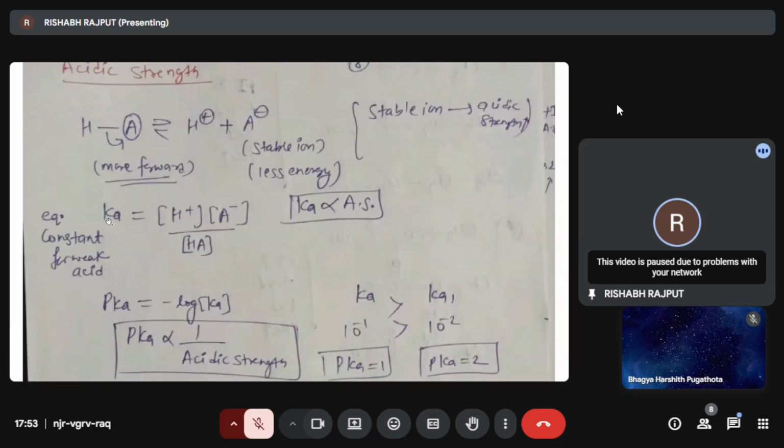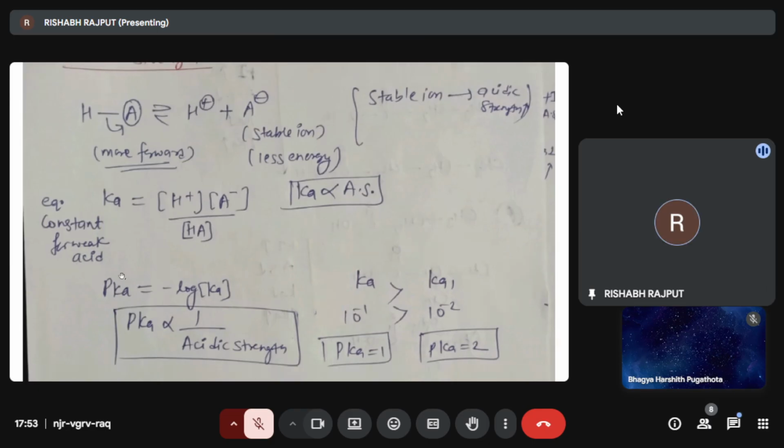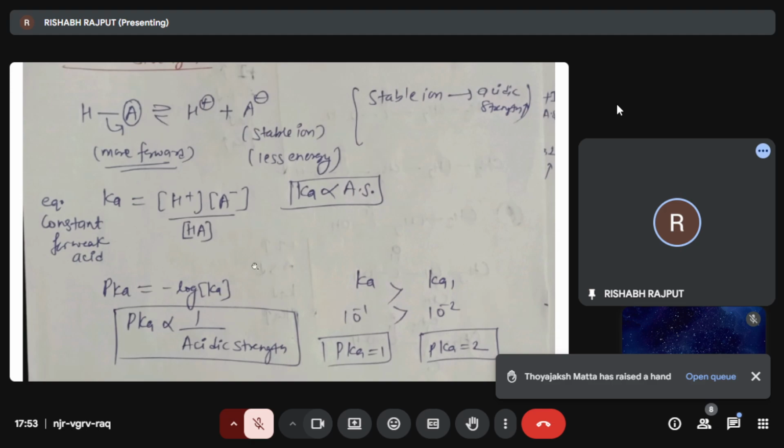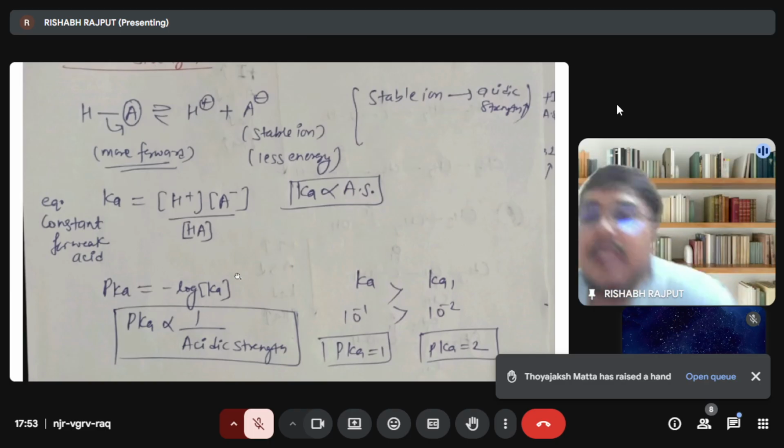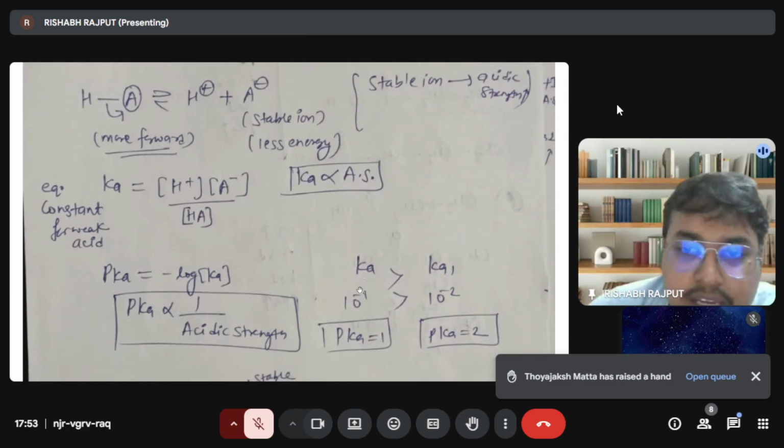And guys, see, this Ka is an equilibrium constant. If this value is more, that means acid strength is more. I'm writing pK here also. You know, guys, what is the meaning of pH? pH is equal to minus log H positive ions. In the same way, pK means minus log Ka. Okay, so what is the meaning here? Just see what I have written here.